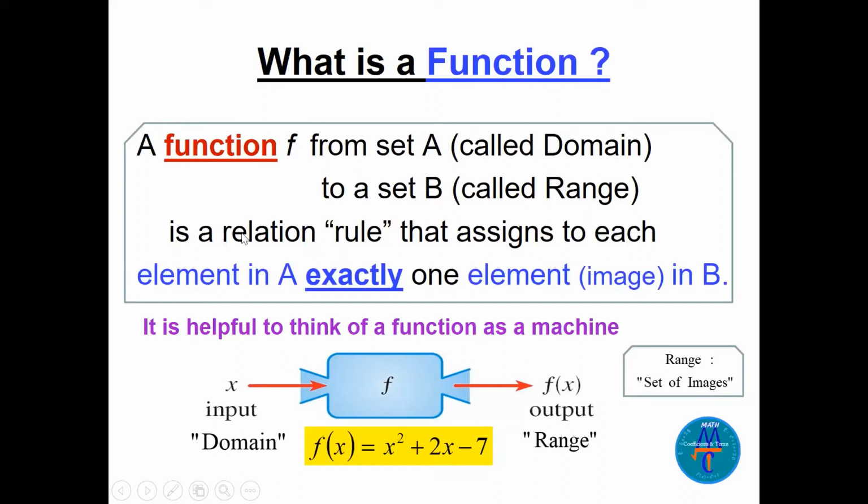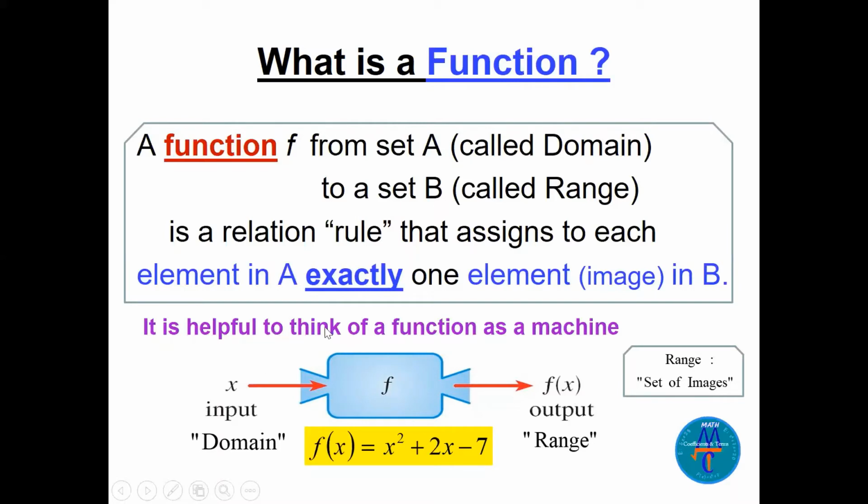So the function is a relation, which sometimes we call a rule, that assigns to each element in A exactly one element in B. The element in B, we call it the image. So the range, the y values, we call it the set of images if you like. I know there are many words in this slide, but you can go easily. Let me explain it by a little diagram.